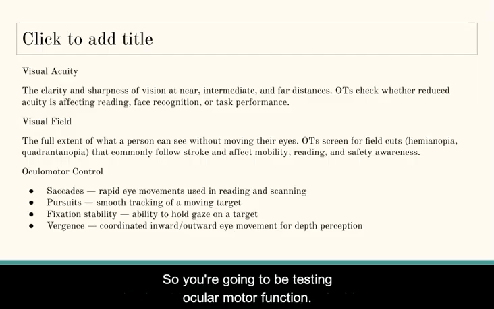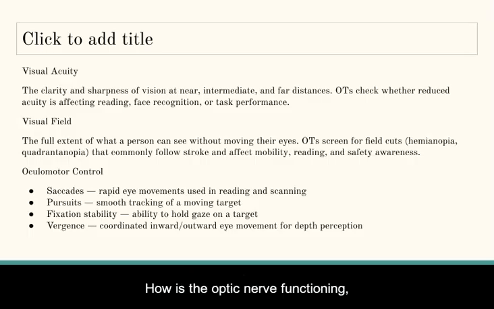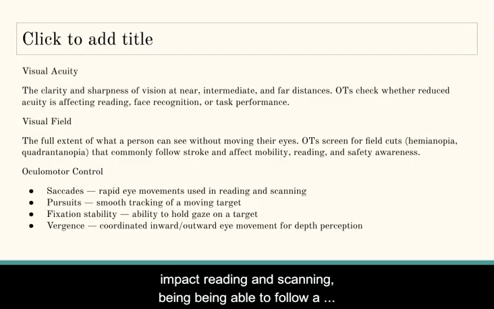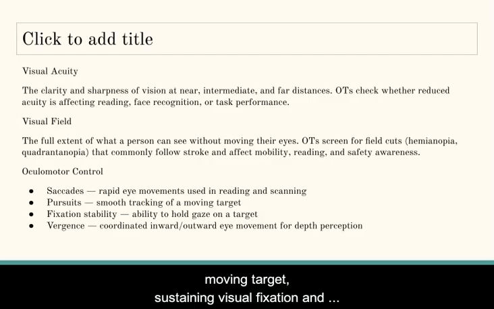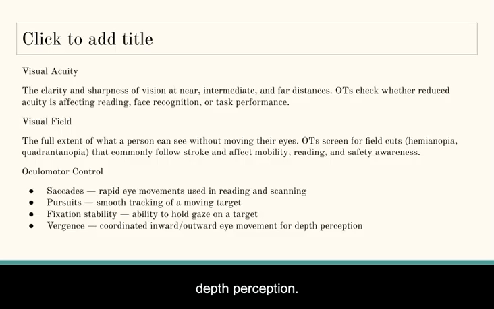So you're going to be testing oculomotor function: how well are they able to move their eyes, how is the optic nerve functioning, the oculomotor nerve. So doing rapid eye movements, which can really impact reading and scanning, being able to follow a moving target, sustaining visual fixation, and converging or diverging, how your eyes work together for depth perception.